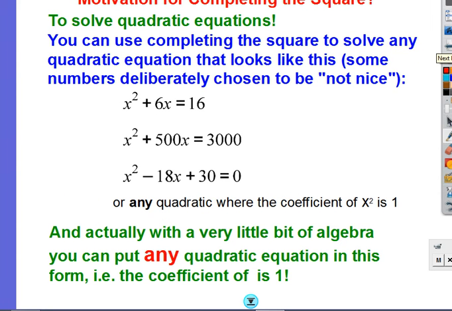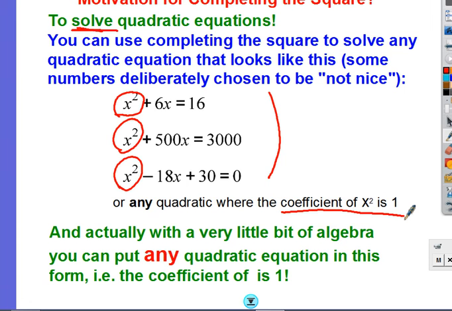So why should we use this quite complex method of completing the square? Because we can solve quadratic equations. We can use completing the square to solve any quadratic equation that looks like this, and I've shown you some examples here. The main thing is that the coefficient of x squared is going to be 1, not multiplied by a number either positive or negative. Then we can use completing the square and see what answers we get. Remember, we could get 2 answers, occasionally 1, and sometimes there are no answers.